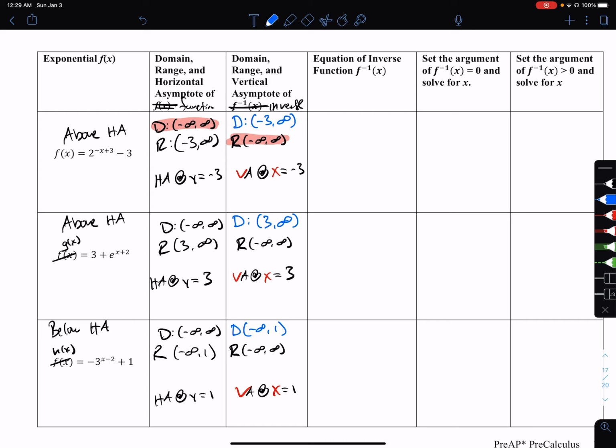What's the inverse equation of each of these functions?